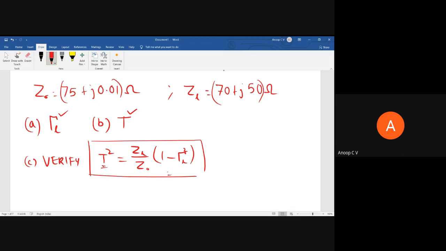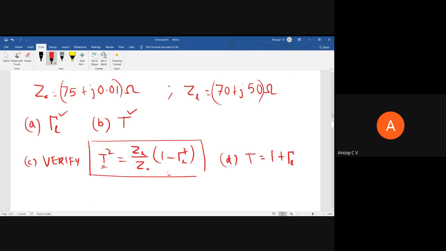So these are the three things. And one more thing: also show that the transmission coefficient equals the algebraic sum of 1 plus the reflection coefficient. Also show T is equal to 1 plus gamma L. So these are the questions.